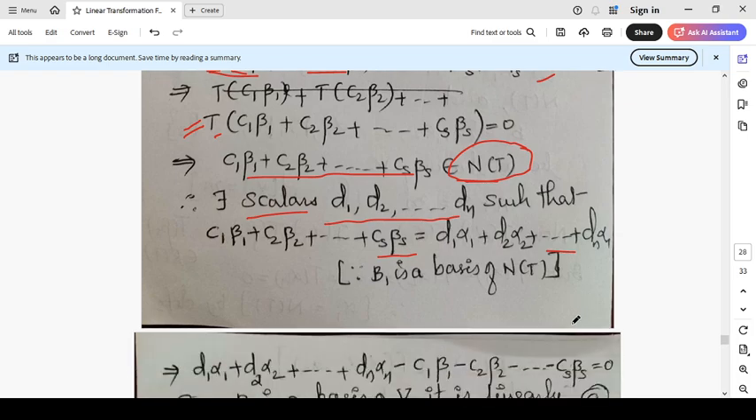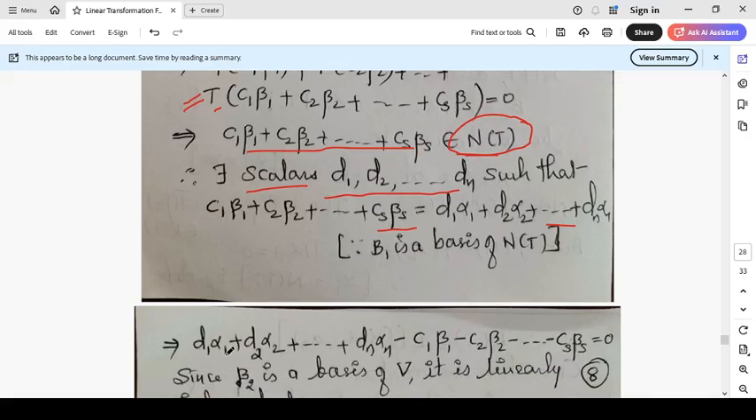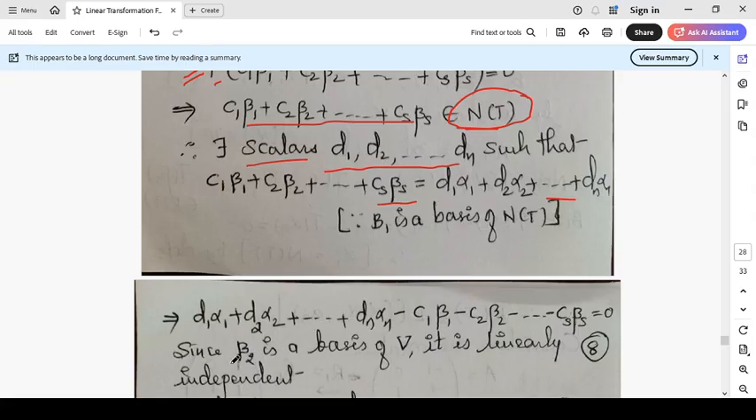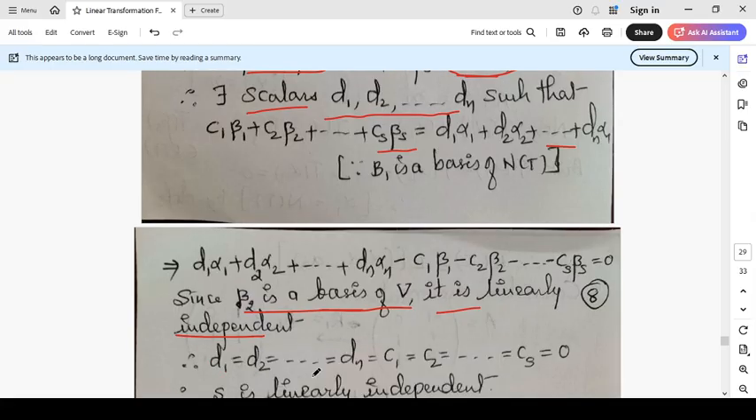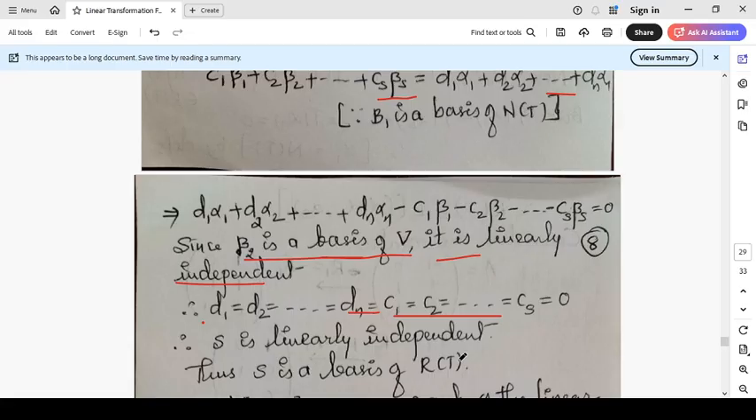Obviously, in the next step we can say that d1 alpha 1 plus d2 alpha 2 so on dn alpha n minus C1 beta 1 minus C2 beta 2 so on minus Cs beta s is equal to 0. Since this is the basis of V, obviously it is linearly independent. Therefore, I can write d1 is equal to d2 and so on is equal to dn is equal to cn, the scalar quantities are equal to 0, if it is linearly independent. So therefore, obviously S is linearly independent.